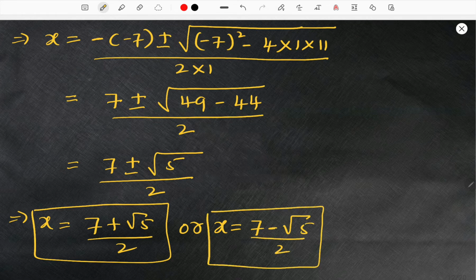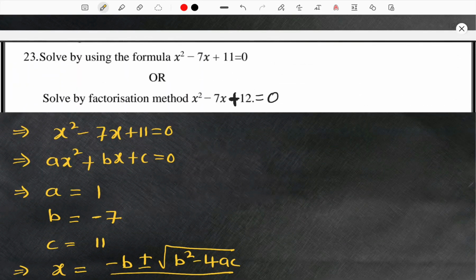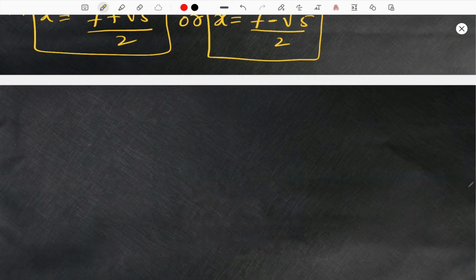Alright, I hope it is clear. Now coming to the next question. What is that next question? Solve by factorization method. There was some mistake here, that's why I have changed it. X square minus 7x plus 12 is equal to 0. Factorization method we have to use. X square minus 7x plus 12 equal to 0. Alright, so let me solve that.